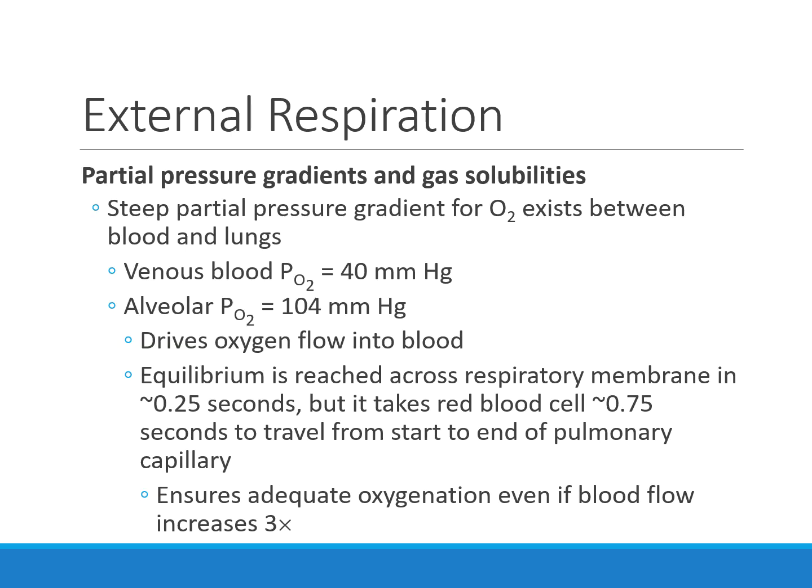So let's talk about the partial pressure gradients and gas solubilities. So the steep partial pressure gradient for oxygen exists between the blood and the lungs. So there is more oxygen in the lungs than there is in the blood. All right. So the venous blood, the amount of oxygen is about 40 millimeters of mercury. The alveolar oxygen is about 104 millimeters of mercury, and so that's going to push the oxygen out of the lungs and into the blood. All right.